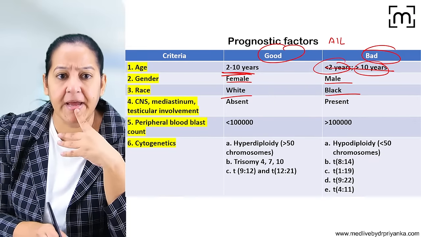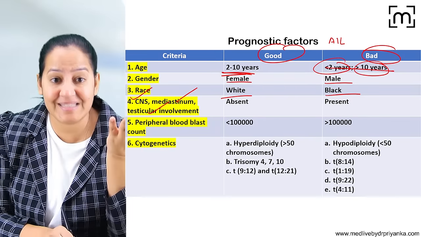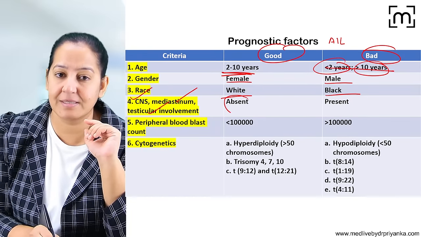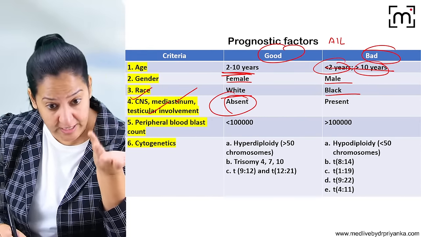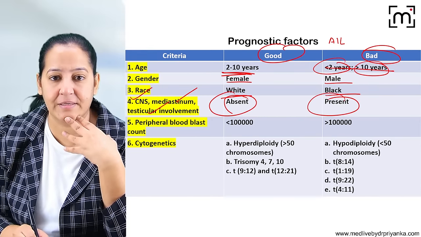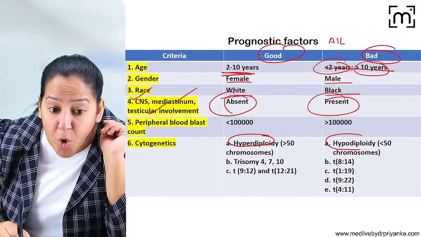It's genetic. Okay, if CNS involvement, meninges involvement, mediastinal lymph node involvement, or testicular involvement is there, the prognosis is bad. If there is no involvement, the prognosis is good. Okay, hyperploidy is good. Hypoploidy is bad.